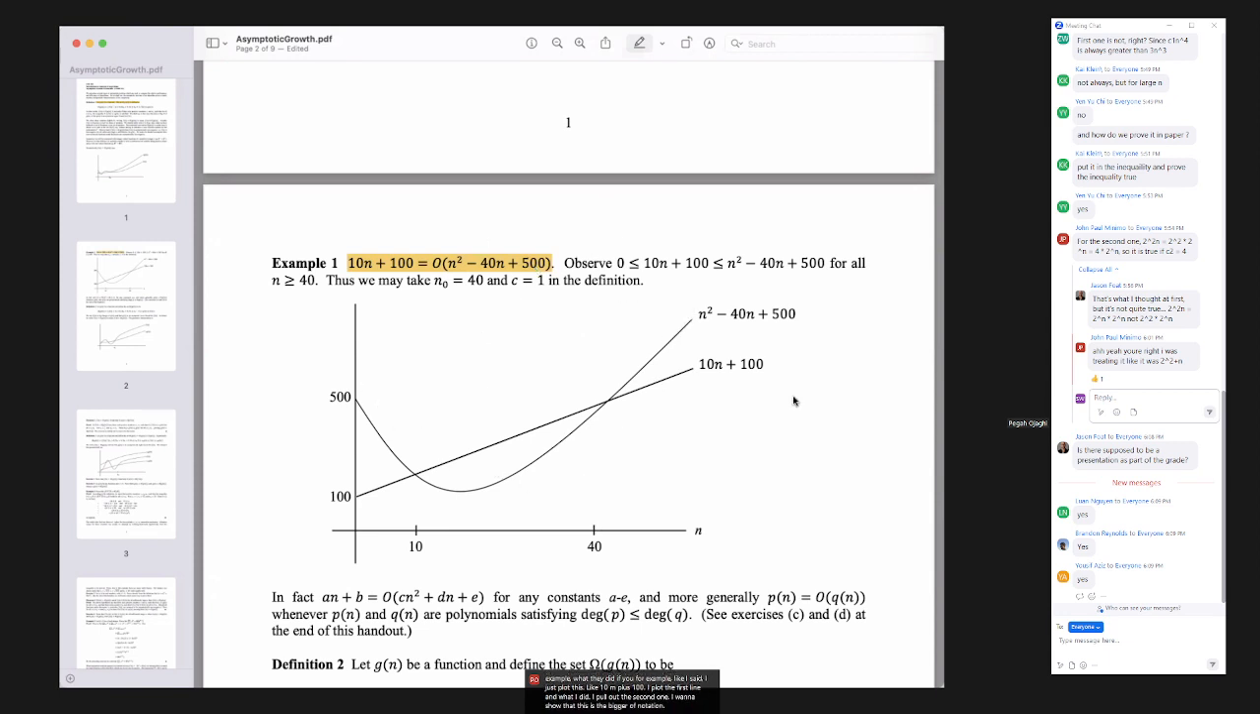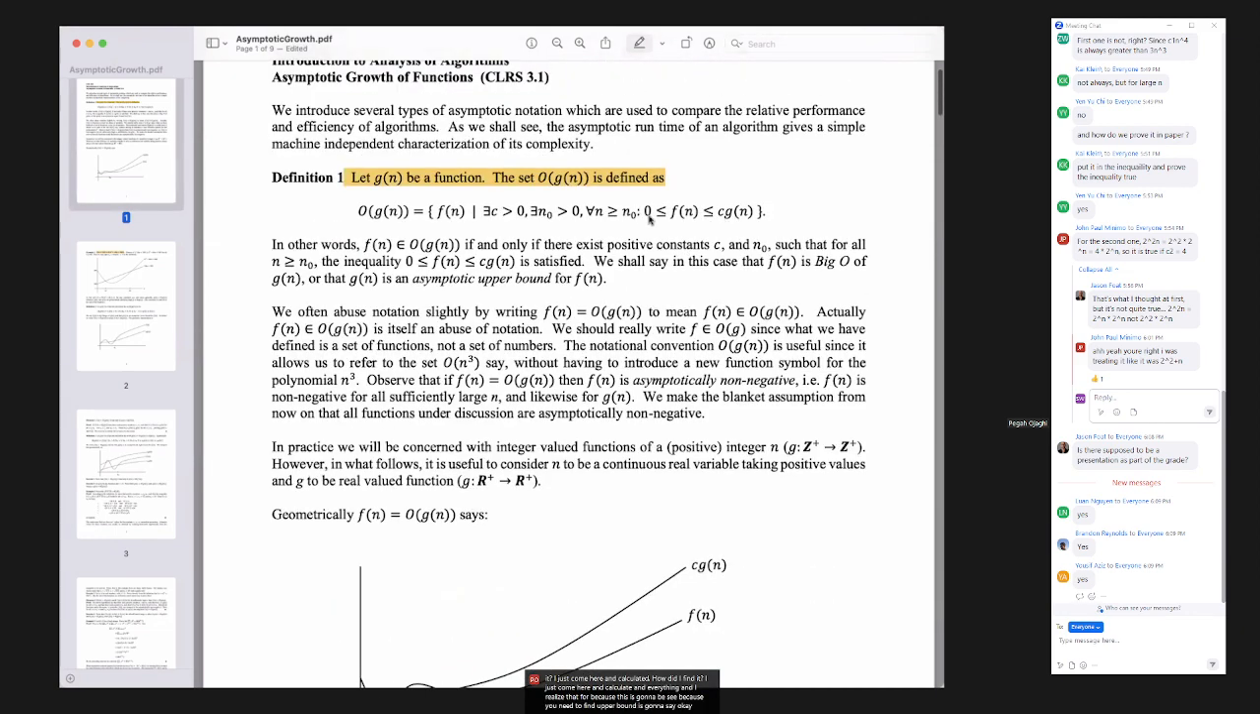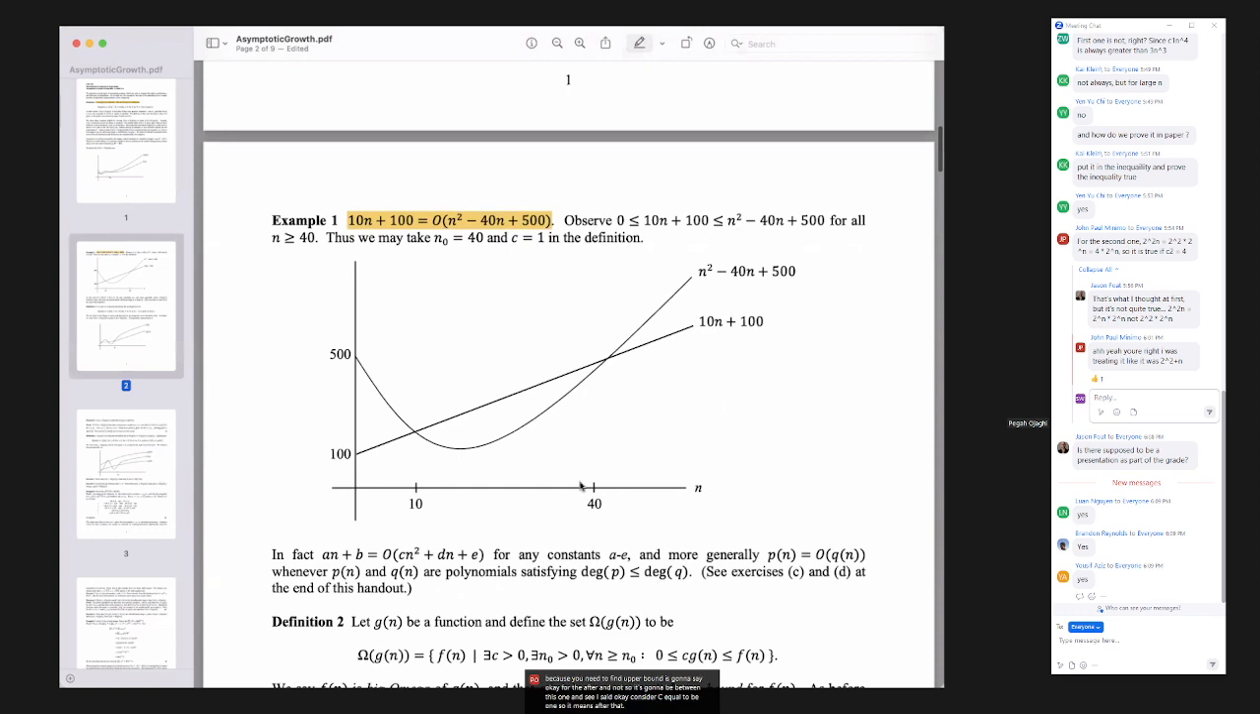I plot both of them and show that from some point onwards, this is going to be the upper bound. How did I find it? I just come here and calculate. Because you need to find an upper bound, there is a C. I say, okay, consider C equal to 1. So it means after that, and I found these numbers.